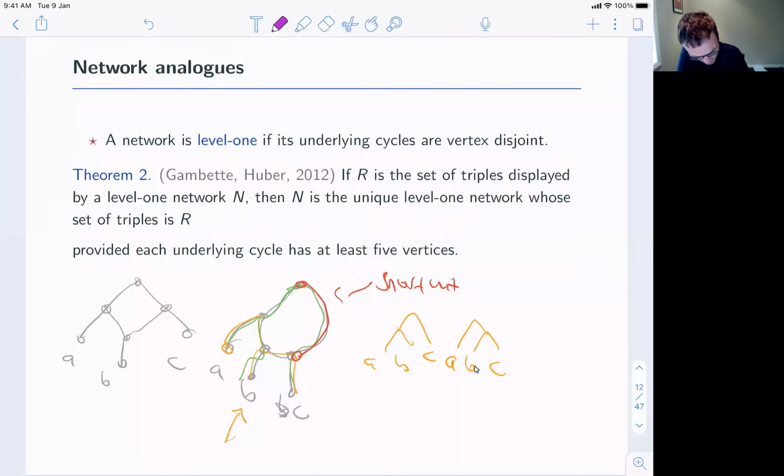Let's see, probably too many colors here. Let's reduce some of the colors. Oops.